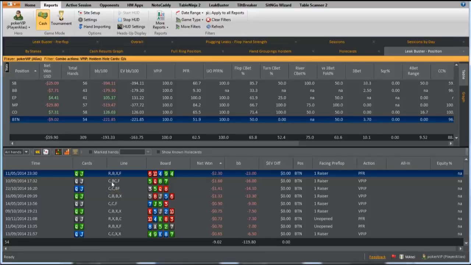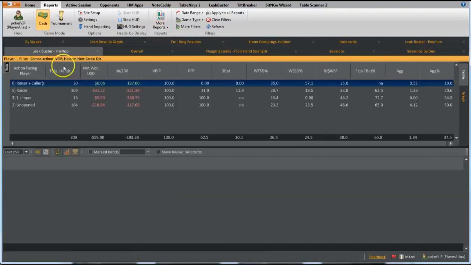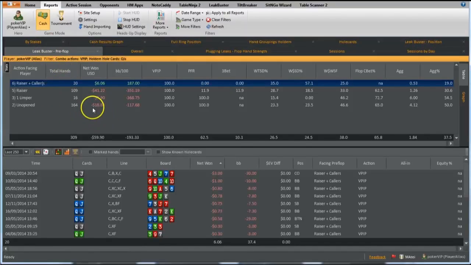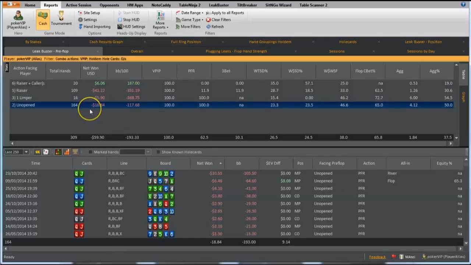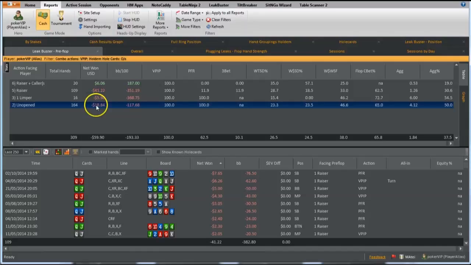The other report we could look at is this one up here in the top left, Leakbuster Preflop. And remember, all of these reports you add by clicking on more reports here. We can see that the same filter is applied, and we can see in what type of situations we're losing money. It seems we're making money when we play against a raiser and a caller, but when the pot's unopened we're not making money, which is strange because we probably should be. And we're not making money against a raiser either. In fact, our win rate seems to be significantly worse playing against a raiser. So we can break it down into these different categories.